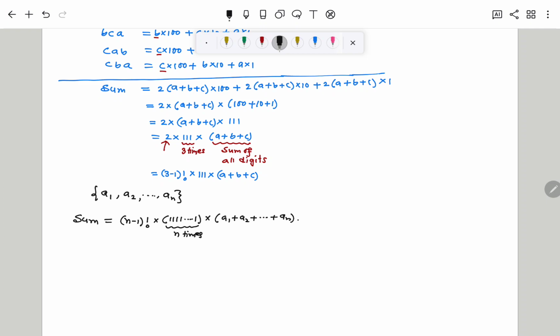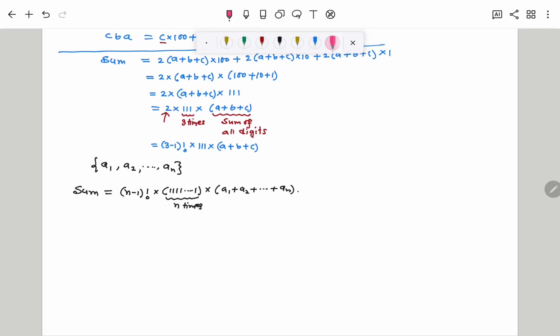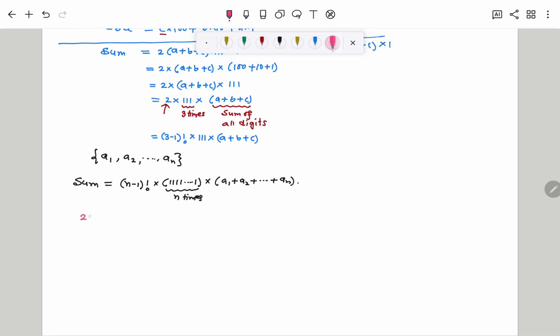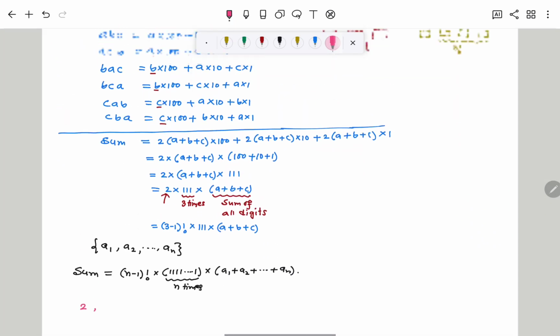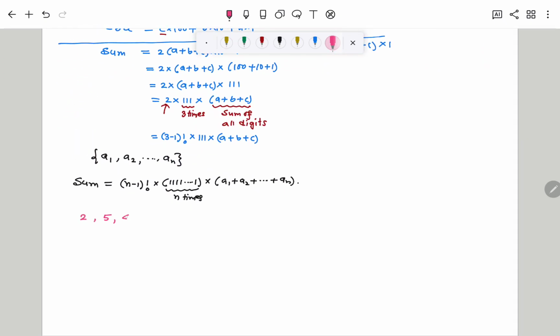Now we go back to our question. Here we have the digits 2 5 4 6 7. These are the 5 digits we have been given. Now we want to calculate the sum of all 5 digit numbers by using these digits.